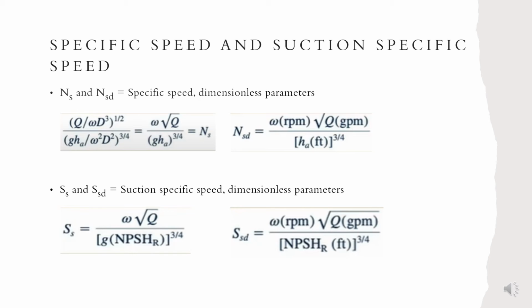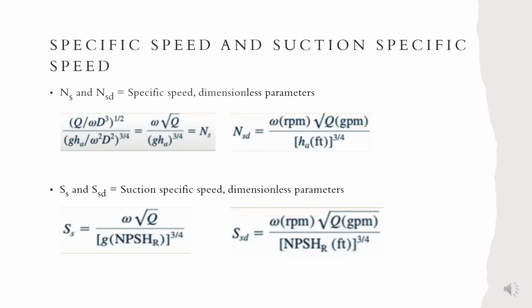In this slide, we can see the equations for each dimensionless parameter. First, we have Ns, which is the specific speed used to find the peak efficiency, and with this we can find an appropriate type of pump for a specific application. Nsd is the same parameter but using the US customary units.